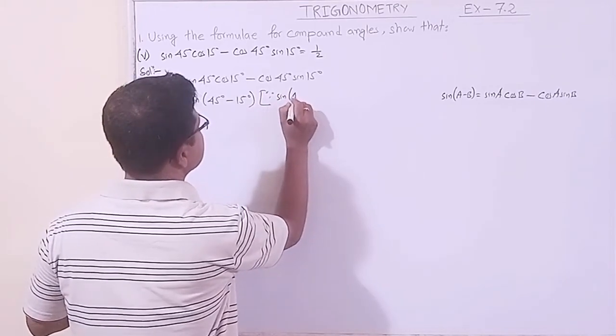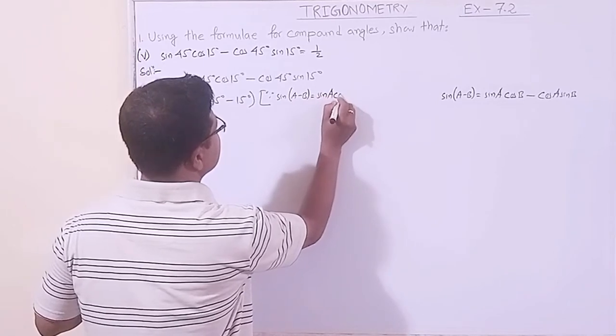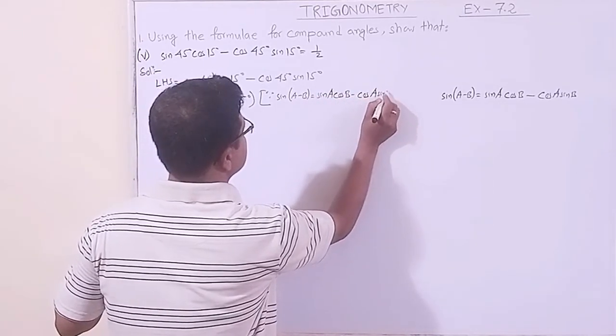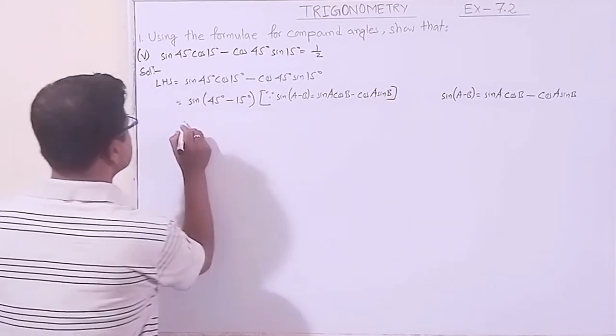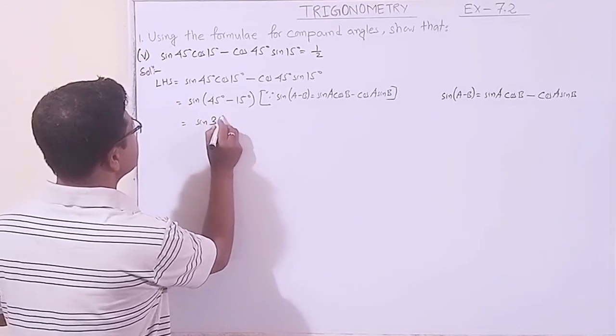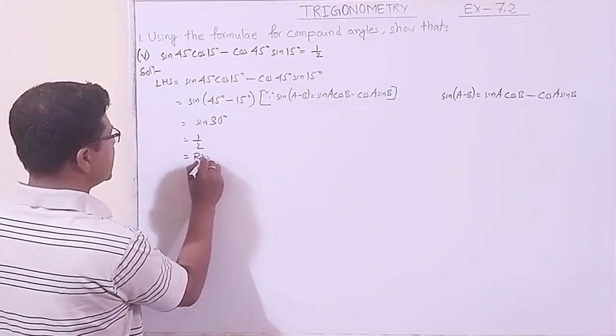Sin of a minus b is equal to sin a cos b minus cos a sin b. Got it? So this is equal to sin of how much? 45 degree minus 15 degree is 30 degree. Now we know that sin 30 degree is equal to half. This is the right hand side.